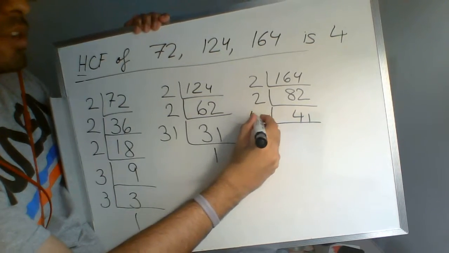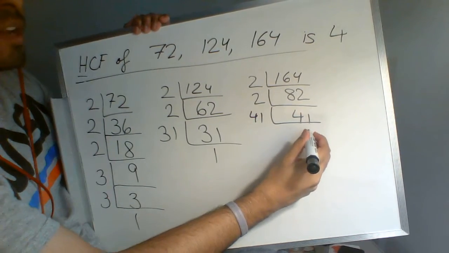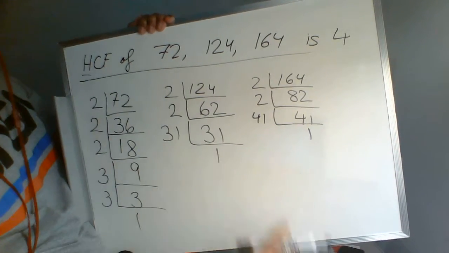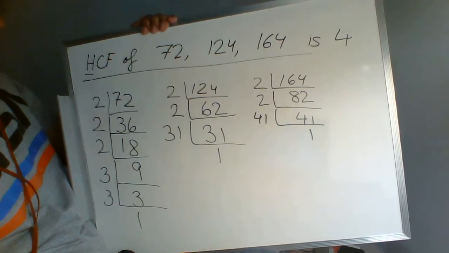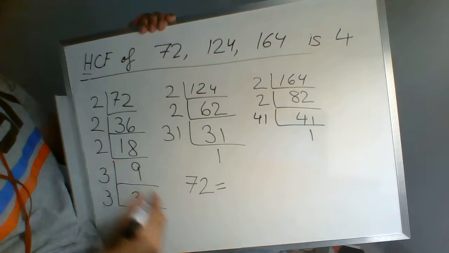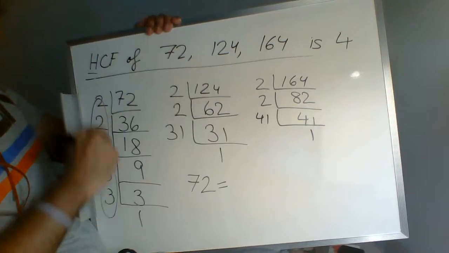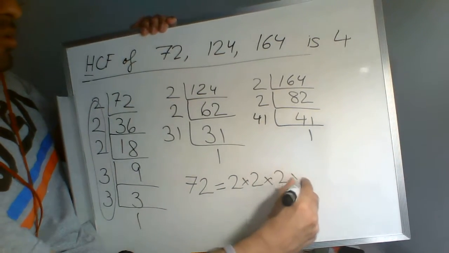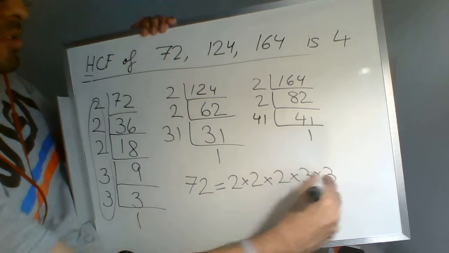And so then 41 is going to be divisible by only 1 and 41, so we do that. 41 divided by 41 leaves us with 1 at the bottom, and we're just about finished. We just go through one last time. We write 72 equals the product of all of those, 2 times 2 times 2 times 3 times 3.